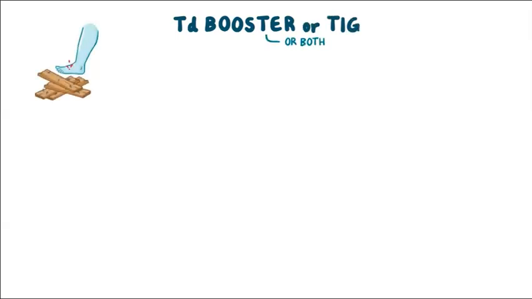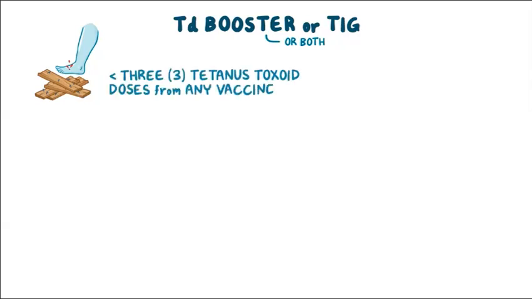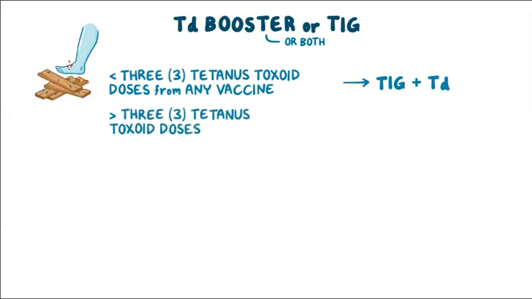Now, besides the routine childhood vaccination schedule, a person might need a TD booster or a tetanus immunoglobulin, or TIG for short, or both of these if they have a wound. If an individual has received less than 3 tetanus toxoid doses from any vaccine over their lifetime, then TIG is given along with TD. Individuals that have received at least 3 tetanus toxoid doses over their lifetime, regardless of how long ago, don't need TIG, but may need TD.